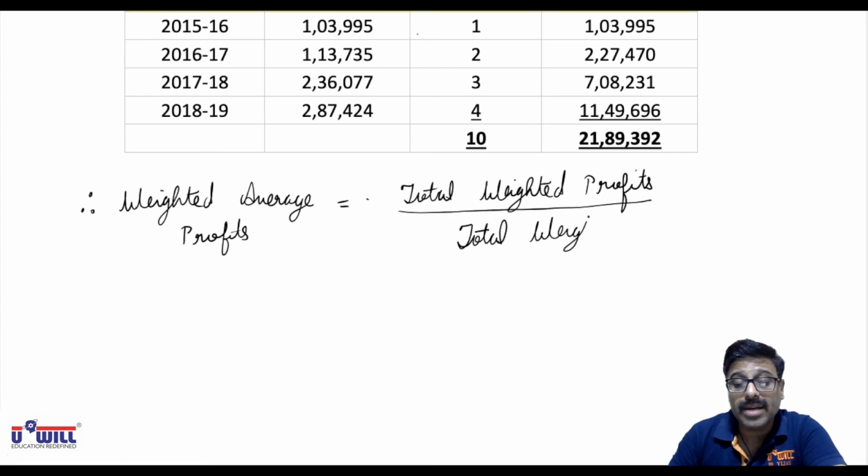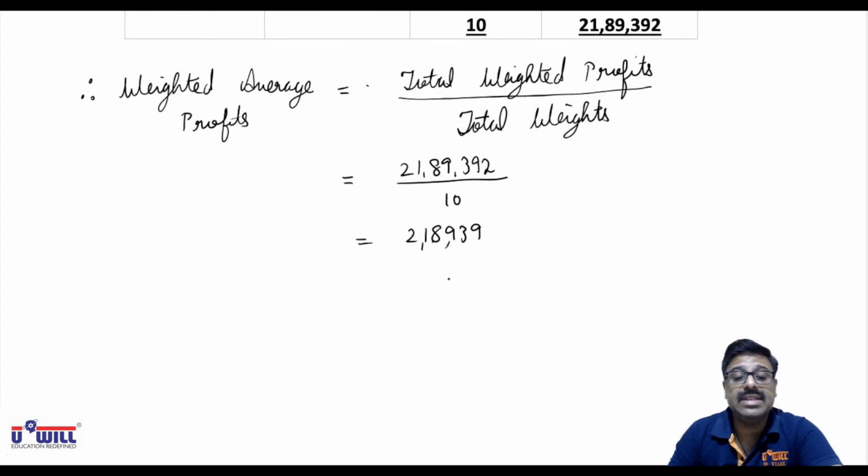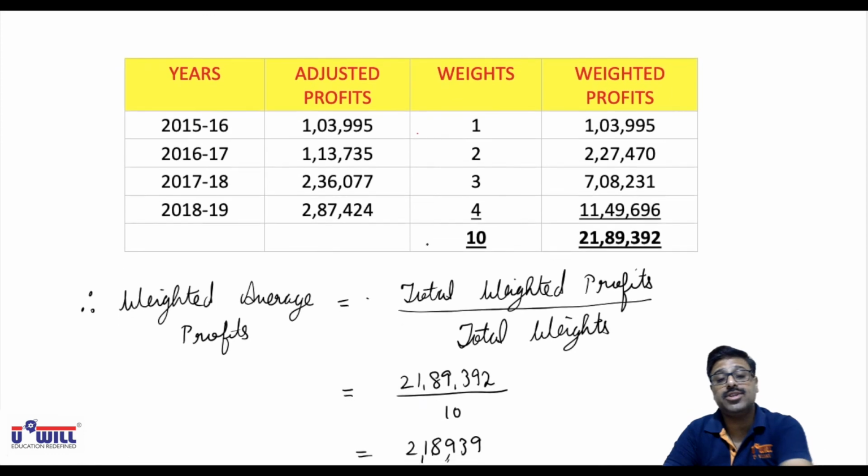Now total weighted profits are 2189392 divided by total weights, which are 10. So that would come to 218,939.2, which means 218,939 only. Okay. This is step 2 of what we have done, average profits.